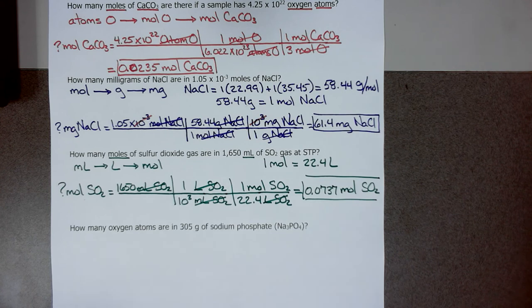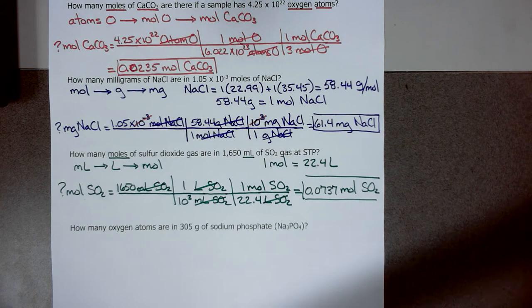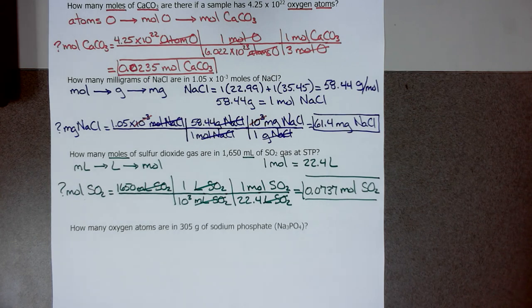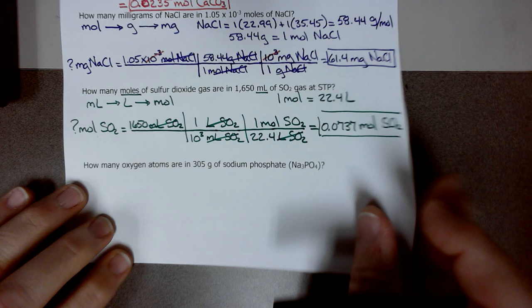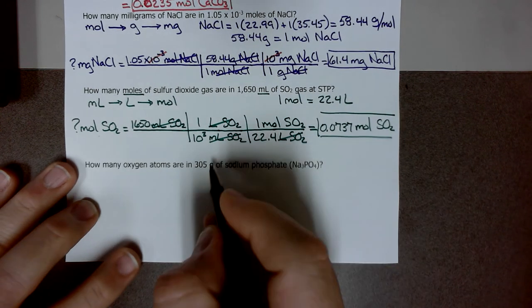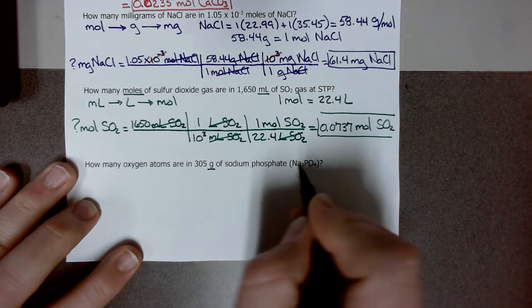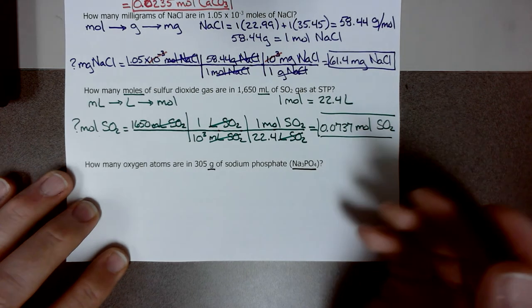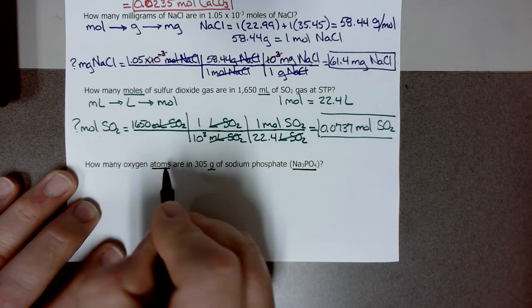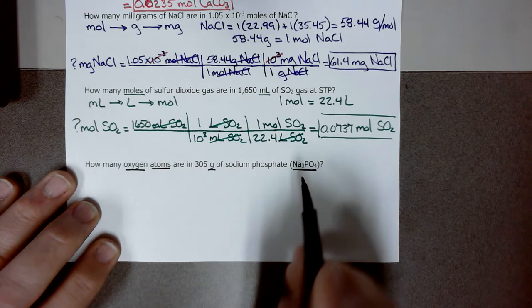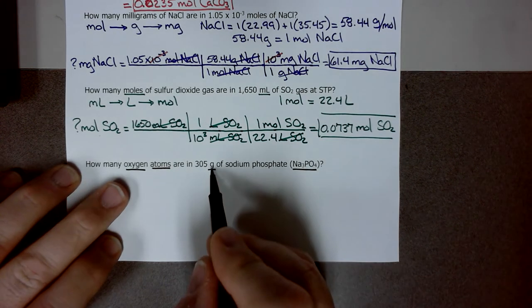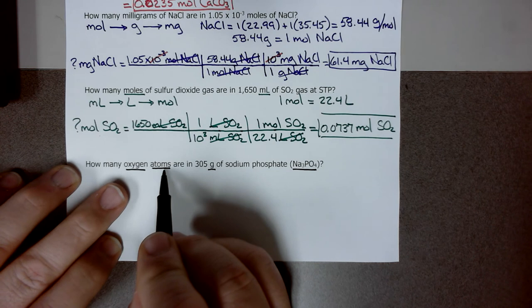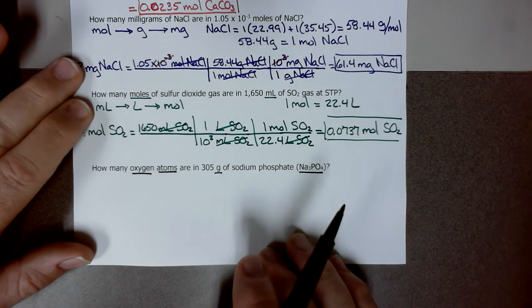Now the last one we're going to look at, we're going to have to do a couple of different kinds of conversions on this last one. So let's look at it. Let me get a pen that's a different color. Now, if I'm going to figure out what I've got here, I've got a mass of sodium phosphate, and I want atoms of oxygen. So I've got to change my substances, and then I've got to go from mass to atoms.